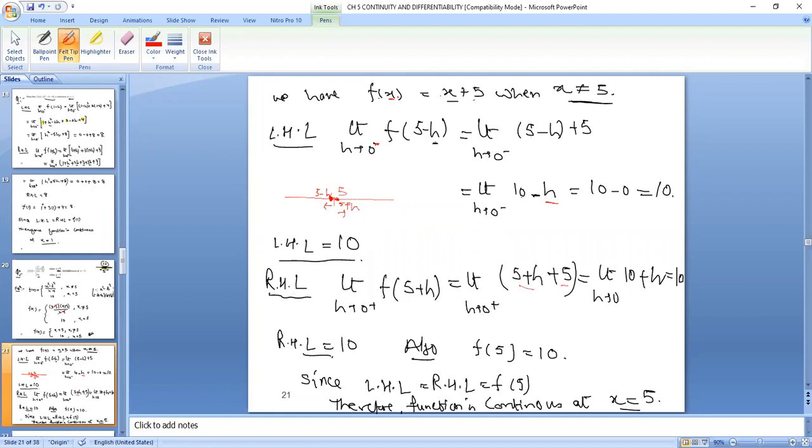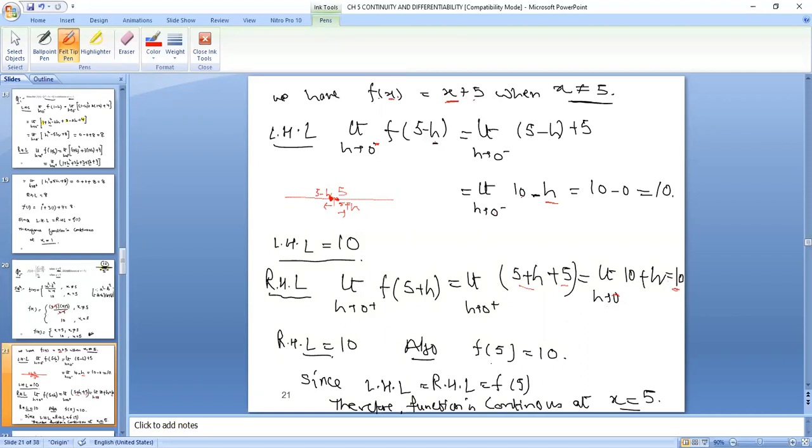This we are writing in the function. In place of x, we are writing 5 plus h plus 5 as it is. 5 plus 5, 10 plus h. Now apply the limit. So h will be removed. We will be getting 10 only. So the right hand limit is equal to 10.